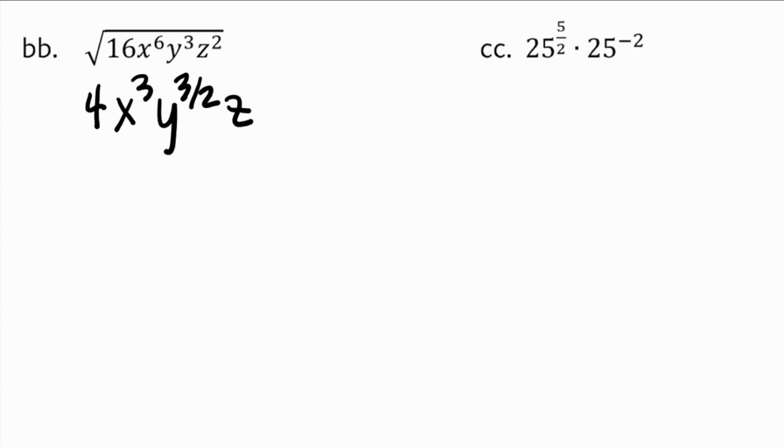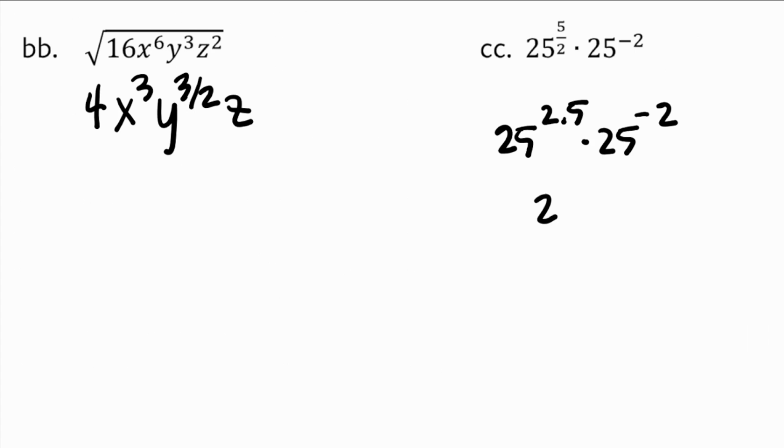This one, maybe I'll show you a different way of thinking about this one. I haven't done that yet in this video. I know that I'm going to have to add these exponents together, but I've got a fraction and a whole number and 5 halves. That's the type of number you should be pretty good at working with, just from experience. I'm going to say this 25 to the 2.5 power times 25 to the negative 2. And then, I'll add those together.